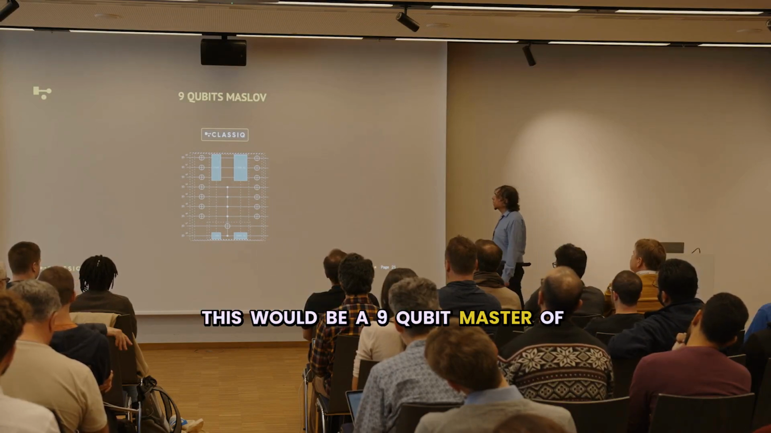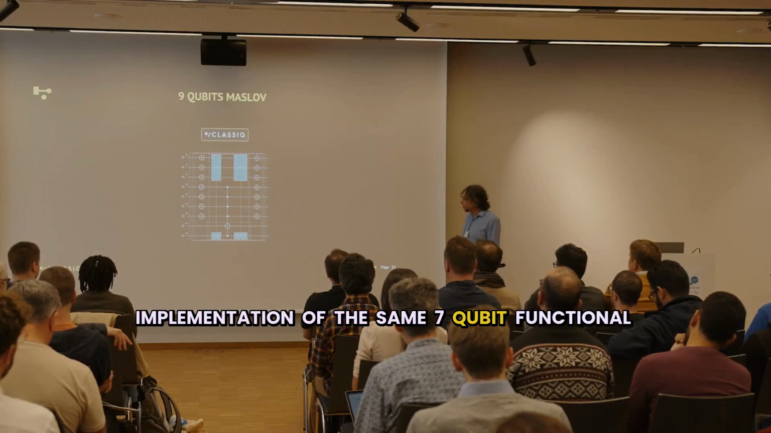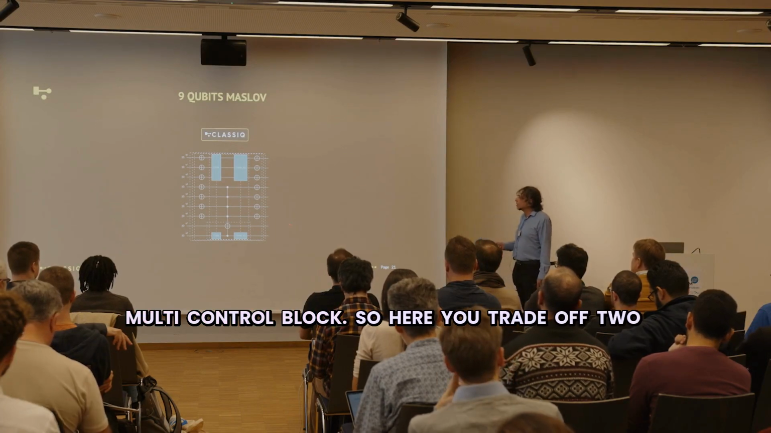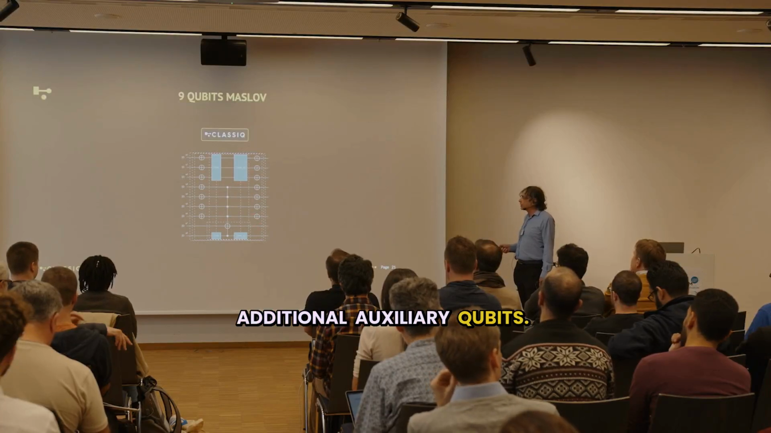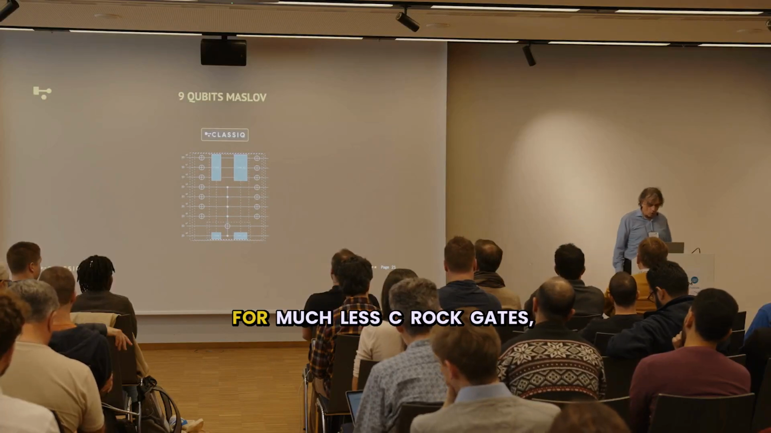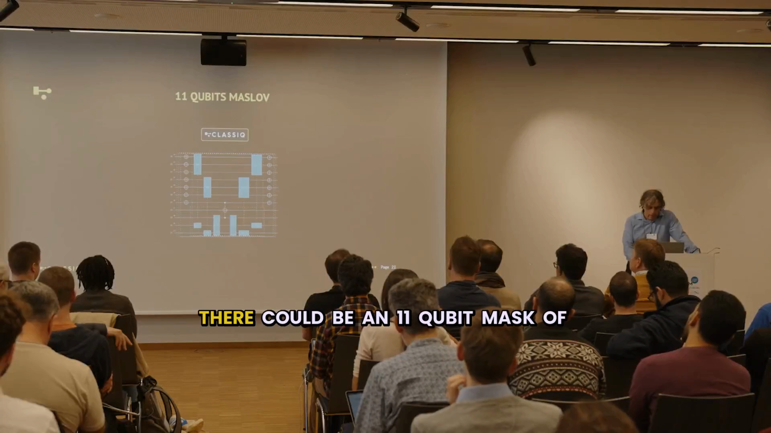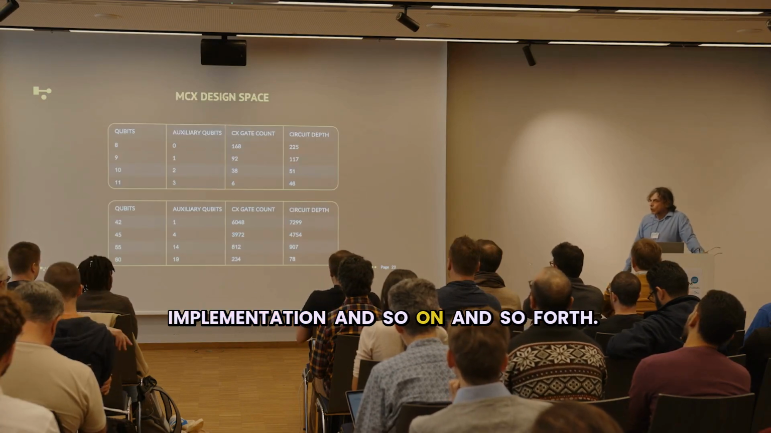This would be a 9-qubit implementation of the same 7-qubit functional multi-controlled NOT. So here you trade off 2 additional auxiliary qubits, if you have them, for much fewer CNOT gates. There could be an 11-qubit implementation, and so on and so forth.